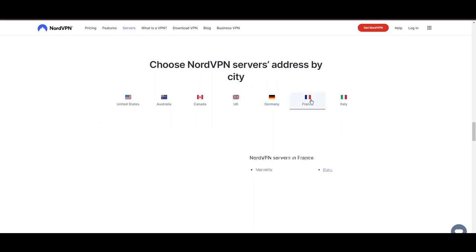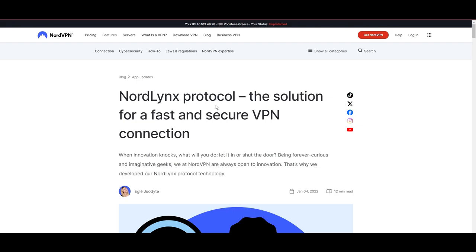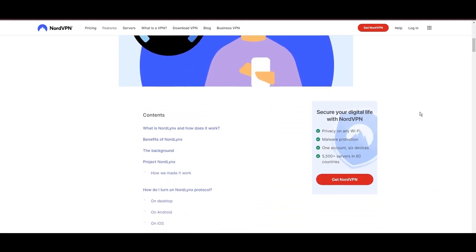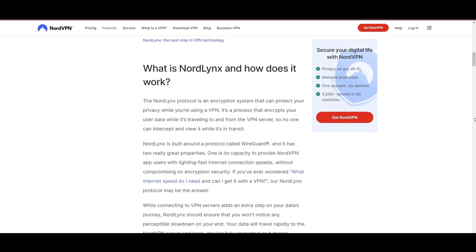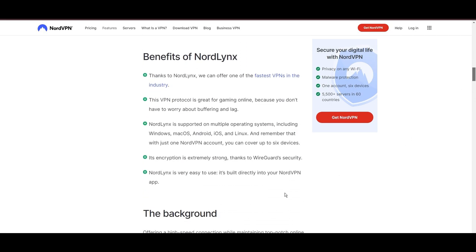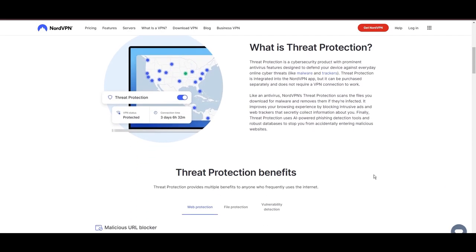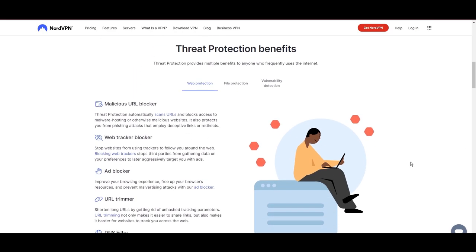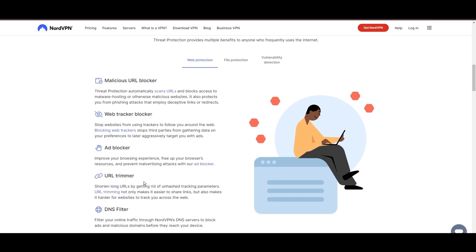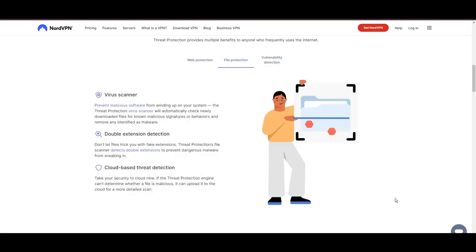NordVPN is distinguished by its use of NordLynx, a superior version of the WireGuard protocol, designed to provide unmatched speed and security. This means you can enjoy a smooth online experience in Winnipeg with confidence in the robust encryption of your data. NordVPN's dedication to security is clear with its features, including military-grade AES-256 encryption, a dependable kill switch that protects your data if your VPN connection drops, split-tunneling capabilities, and obfuscation tools.